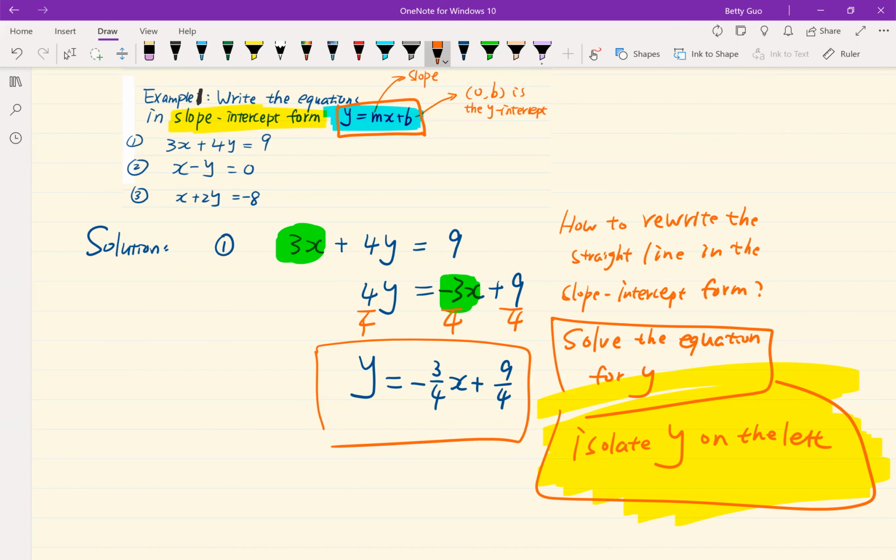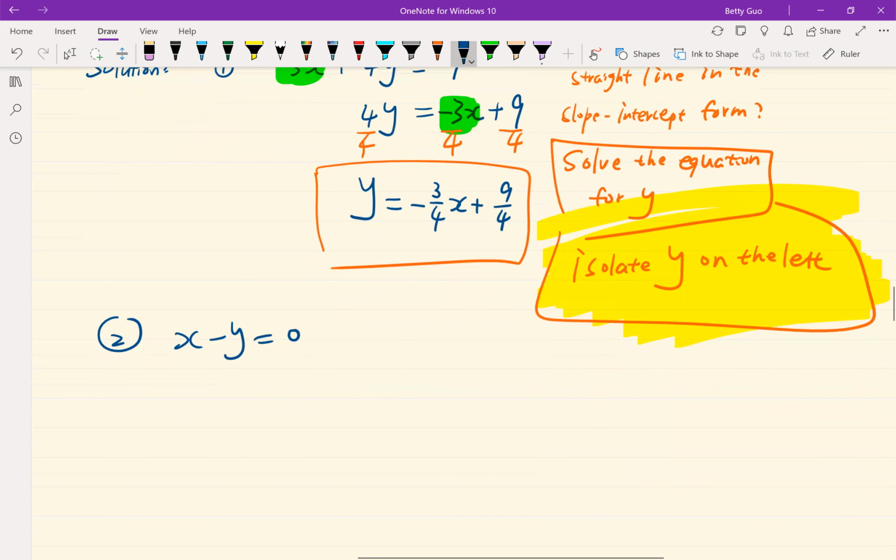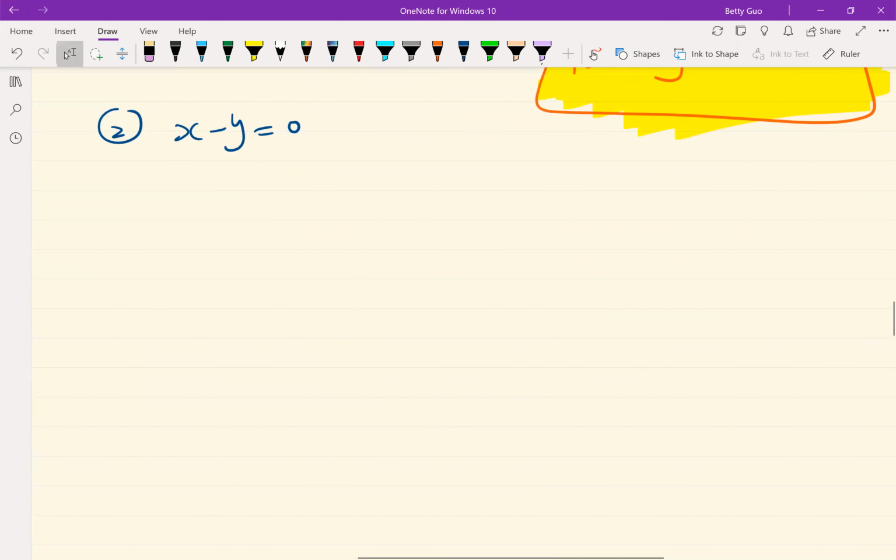How about you do the second problem? The second problem is x minus y equals 0. That equation is in the standard form as well. Can you please rewrite the equation in the slope-intercept form? To do that, simply isolate y on the left. Take your time.